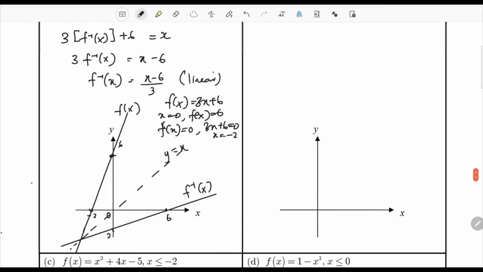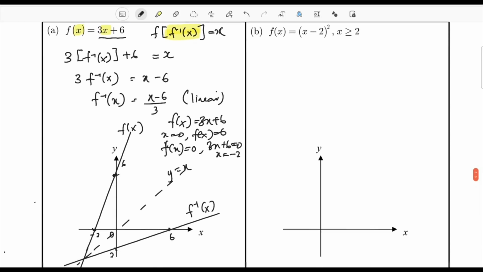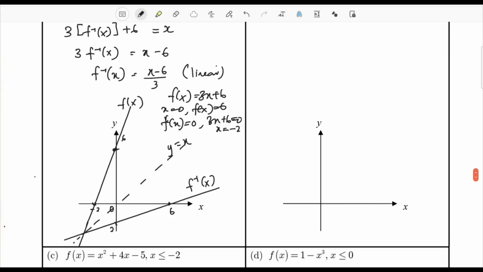Next, the question asks us to find the domain and the range of f and f inverse. The domain of f will be real numbers.